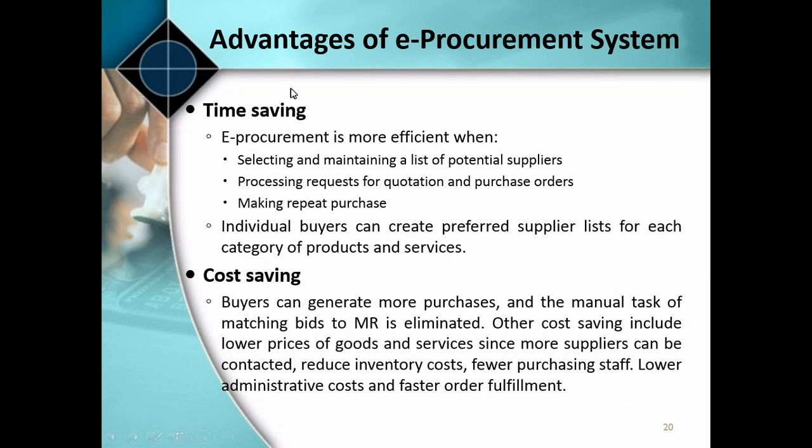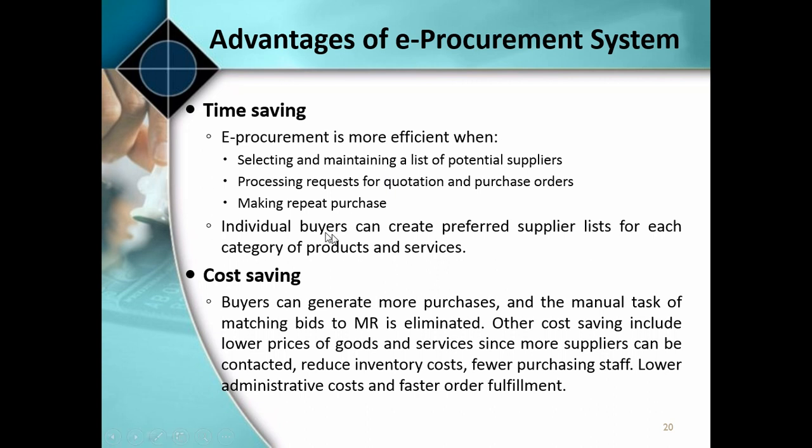Okay, of course lah bila kita guna sistem, of course it is a time saved to everyone since everything is done electronically and the process is quick and efficient. Okay, of course lah kan, bila kita guna secara elektronik lagi cepat dan efficient. Okay, so e-procurement is more efficient when selecting and maintaining a list of potential supplier, which is kita boleh go through kita punya potential supplier melalui sistem sahaja.